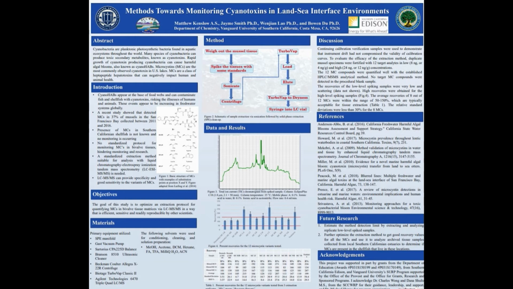Recent evidence has shown that microcystins can be transported down watersheds from their freshwater origin to marine and estuarine environments at the land-sea interface. A recent study showed that MCs were detected in 37% of mussels in the San Francisco Bay collected between 2011 and 2016, indicating that this phenomenon may result in the contamination of fisheries in the ocean.